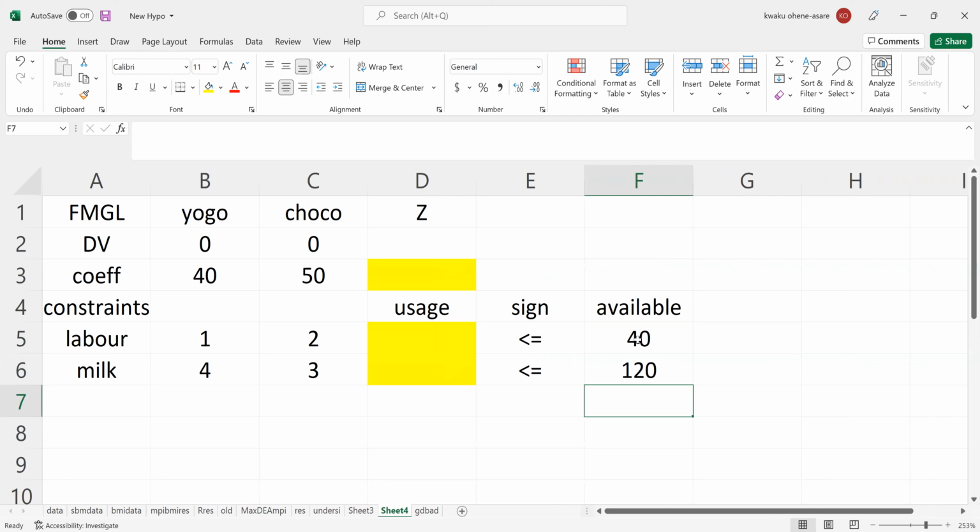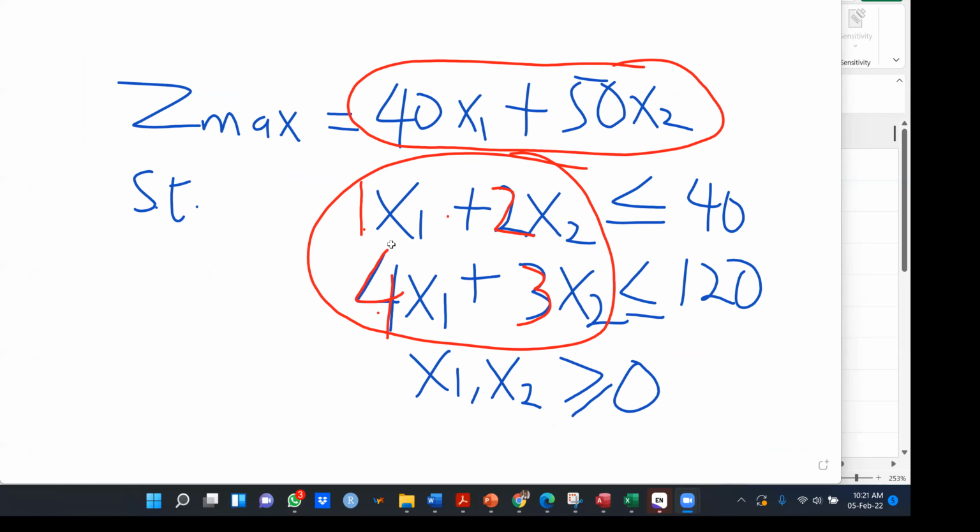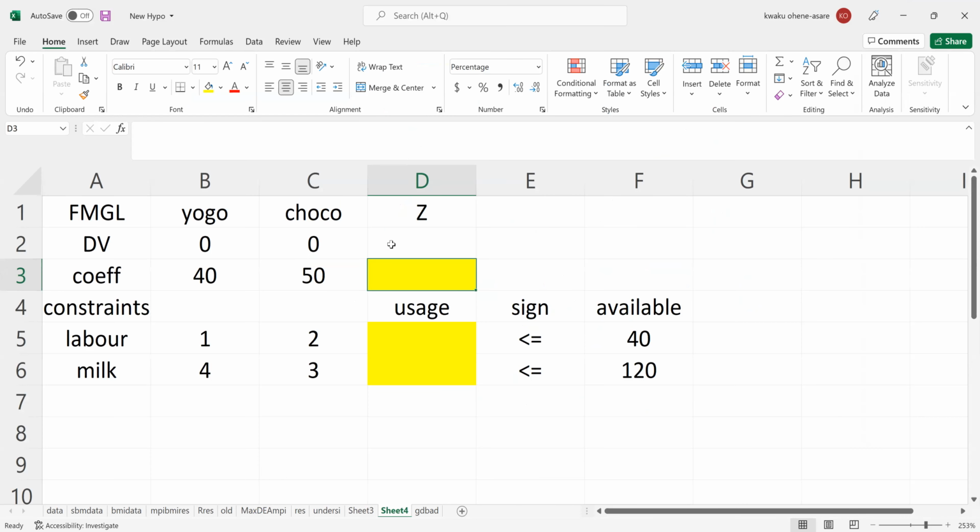There are a few things we need to do, and these are the important things we're about to do. They are the ones that have been highlighted. The first one is referred to as the Z value. Please, let me show you in the formulation. So go back to the formulation. This value here, 40x1 plus 50x2, that is what we are going to put in there under the Z value in the highlighted yellow cell.